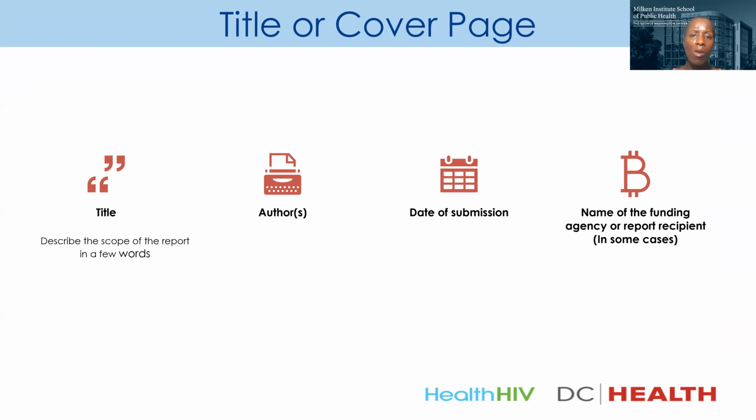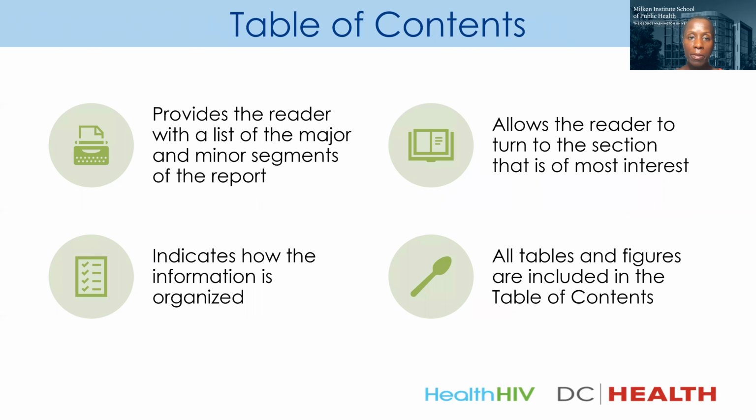So your title or cover page typically describes the scope of the report in a few words, as well as the author. The author sometimes can be your CBO, or it can be the program manager and or project director of the project, the date of submission, as well as the name of the funding agency. So it very well may be DC Health, it could be Health HIV, it could be Health and Human Services, and sometimes they'll have a number that goes with it, your grant award number. That would all be on the title or cover page.